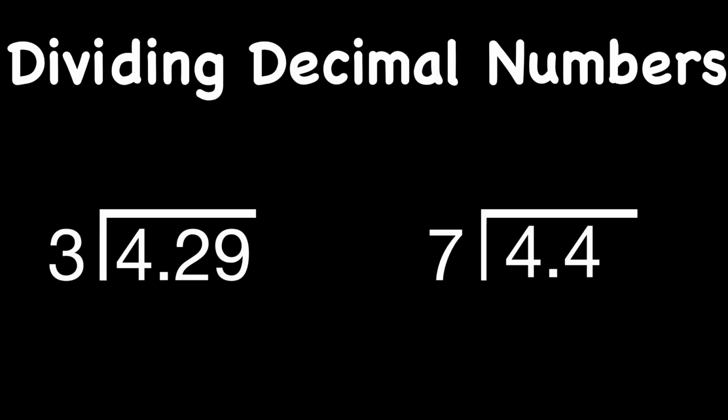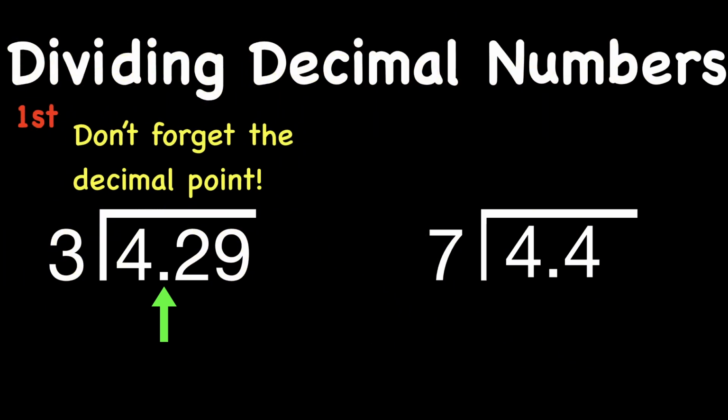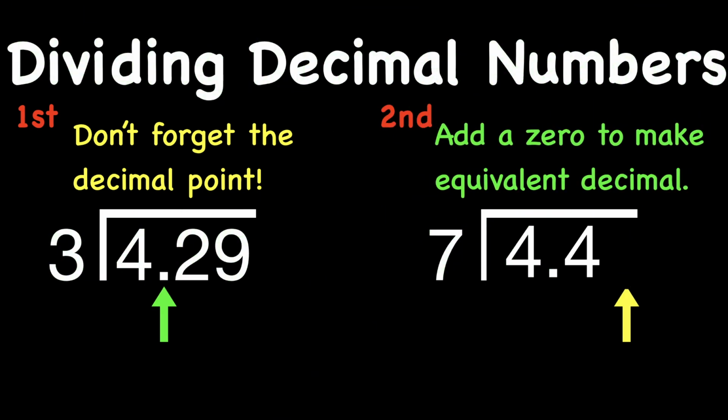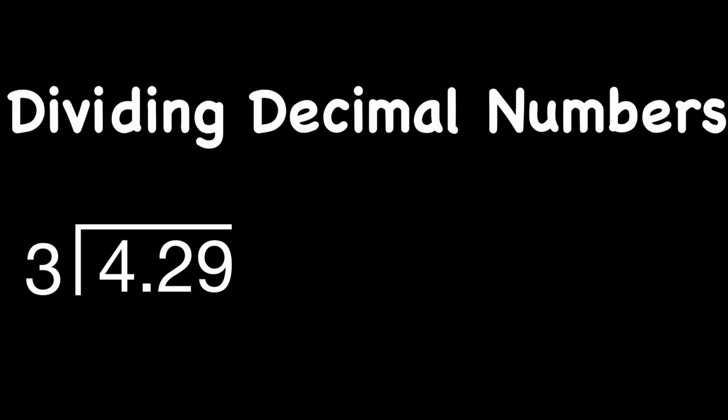We're only going to be doing two problems today, but they're two different types of problems that require slightly different strategies. The first type of problem is where we need to mainly just remember to not forget the decimal point. The second type of problem will involve an extra step where we will need to add a 0 to make an equivalent decimal to finish the problem. And we will get to that one in just a moment.